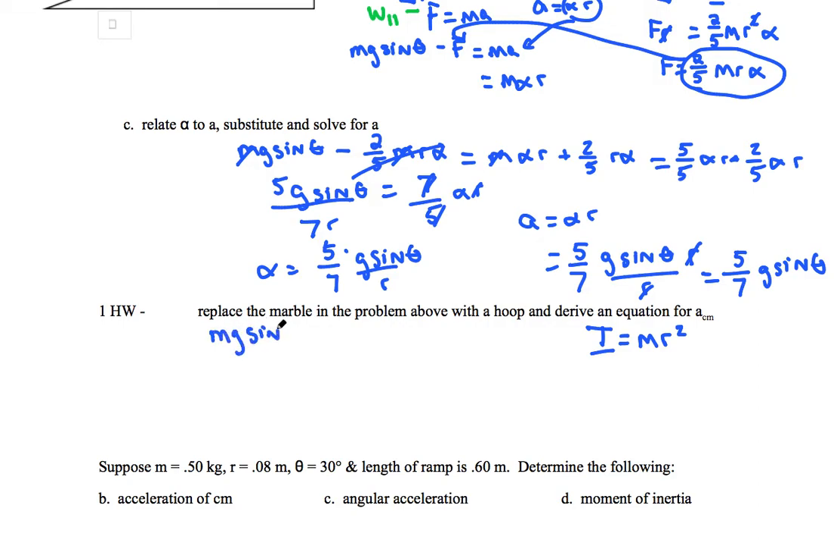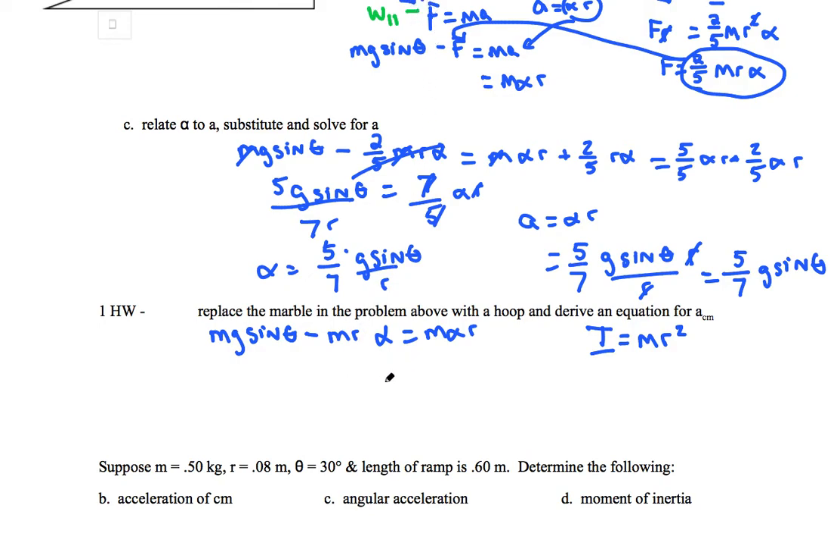mg sine theta minus mr squared alpha equals m alpha r. Okay? And I'm sorry, this is not alpha squared, r squared. That cancels out. So I'll get rid of that.